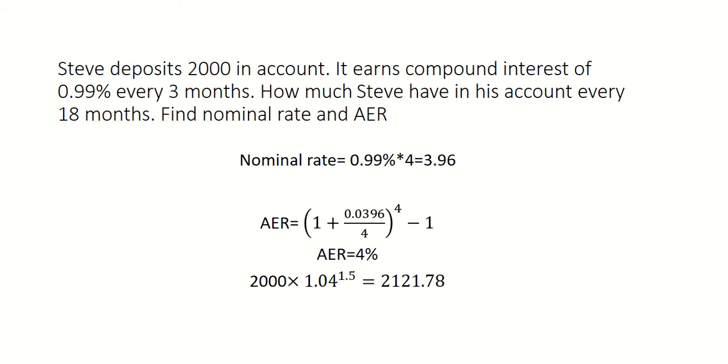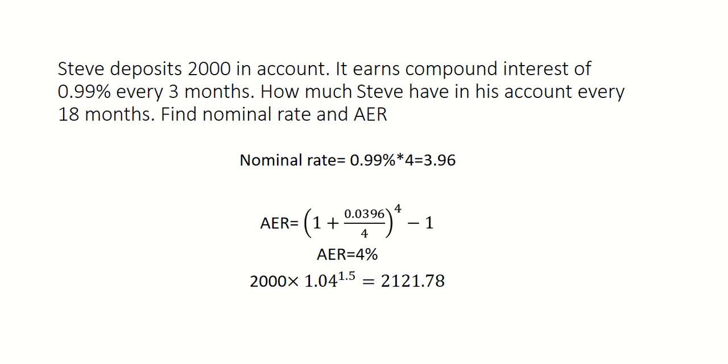Okay, so I am going to show this question, and I've chosen this question because it involves 18 months, and you will see that I've calculated the AER for 1 year. So Steve is depositing 2,000 in an account. It earns compound interest of 0.99% every 3 months. So there are 4 three-month periods in 1 year. So the nominal rate, which is I, would be 0.99% times 4, which gives you 3.96%. I am sorry, I forgot the percentage sign.